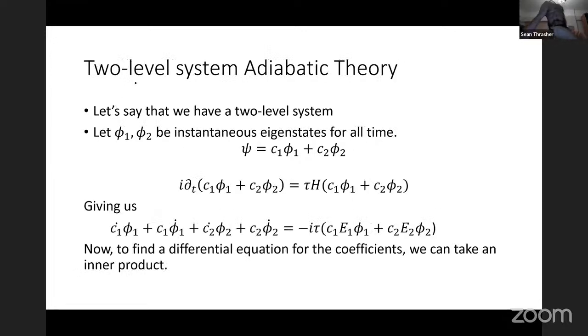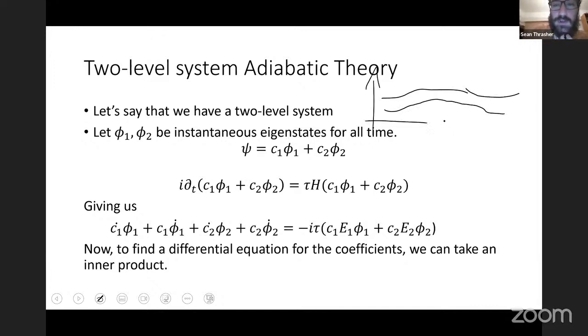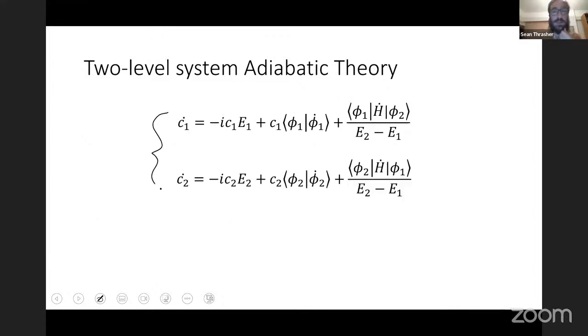So let's talk about a two-level system. I want to illustrate the adiabatic theory in terms of a two-level system. I'm just trying to visualize it. This evolves in time, and phi 1 and phi 2 are essentially your instantaneous eigenstates. So these are essentially your energy levels, with energy E1 and E2. So what will the dynamics look like? If I plug this into the Schrodinger equation, then I get this right here.